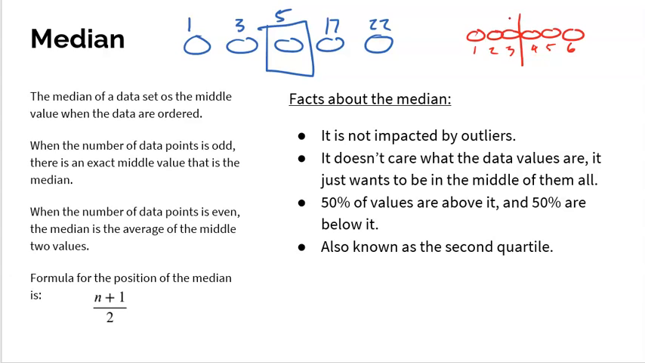4th value. So if the 3rd value is 10 and the 4th value is 12, then the median is going to be 11. It's going to be the average of those middle 2 values. It's not going to be 10, it's not going to be 12, it's going to be the number in between them, which is 11. Hopefully that makes sense.